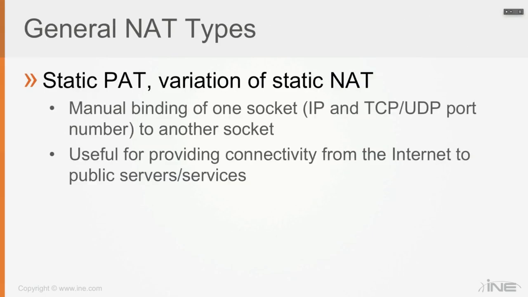Then we have static PAT, which is a variation of static NAT. So this is going to be a manual binding of one socket this time. It's not going to be a manual binding of an IP to an IP, but a socket to another socket, which means a socket is defined by the layer 3 information and the layer 4 information. So IP and TCP port map to another socket, IP and TCP port. And this is what in general you're going to use for providing connectivity from the internet to public server services.